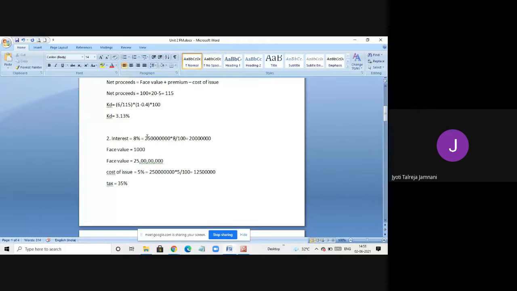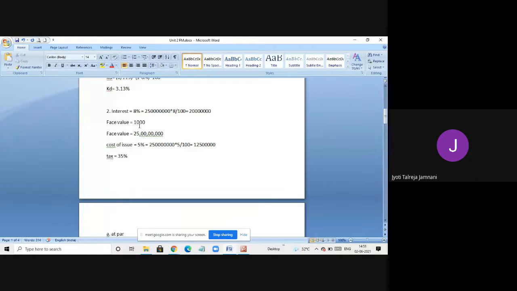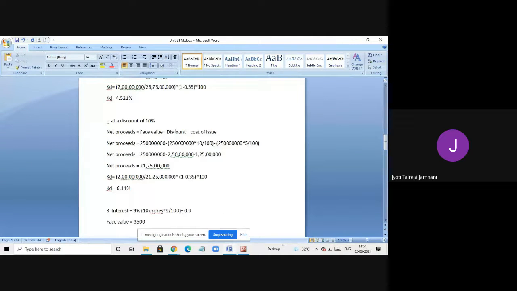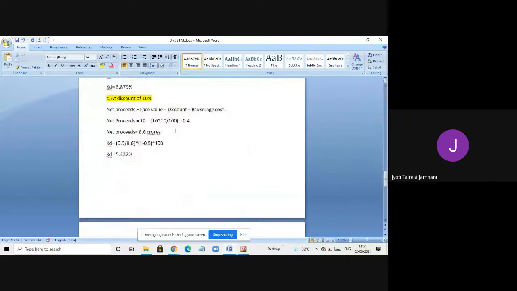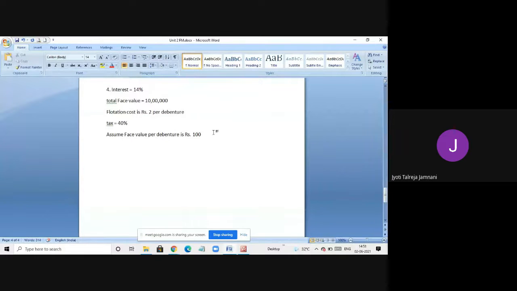This was the first sum, second sum. Face value was 1000 per debenture and total was 25 crores. So here they gave us the face value. When they don't give you the face value per debenture and you need to use it, you always assume it to be 100. Okay, all of you need to assume it to be 100 always.